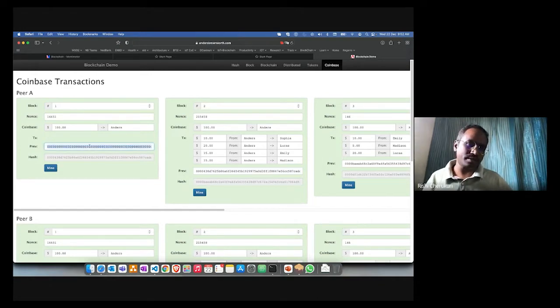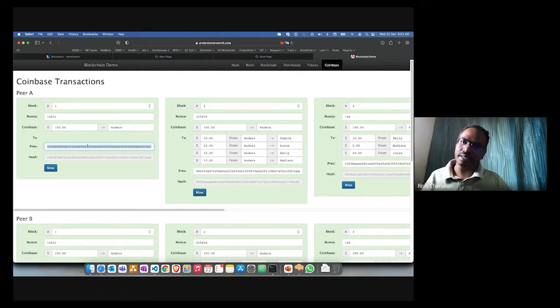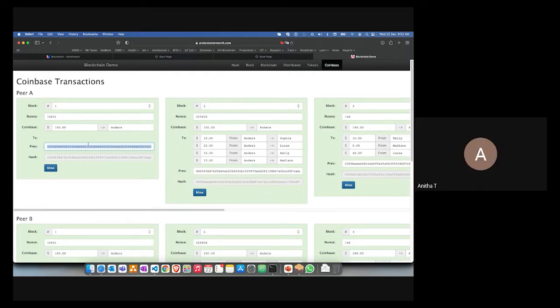Dear teachers, duplicate, sir. Fiat currency. I mean duplicate or fake, like.